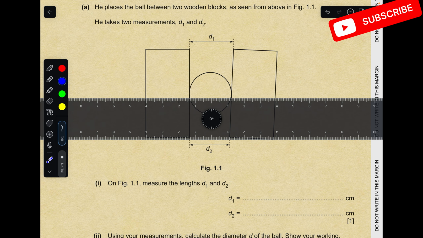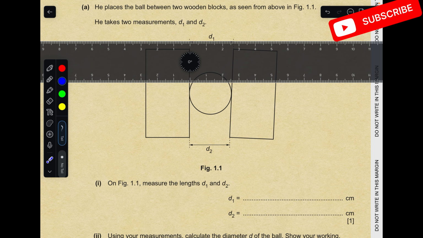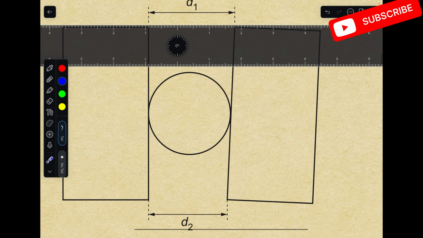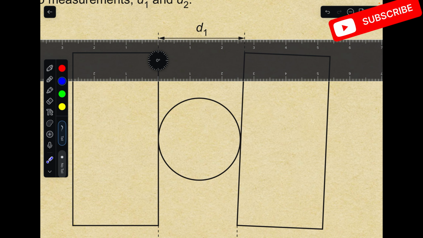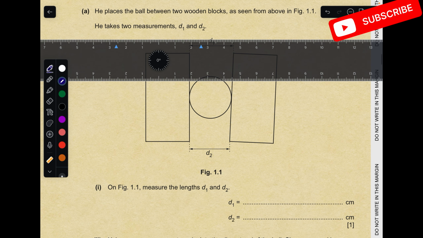You will put the scale like this for D1, and make sure your zero is on one side. Let me zoom in. Okay, so zero is there, and it's 2, and 2.5, and this is 2.6, and I'm getting 2.7. So D1 is 2.7, as you see. The units are already in centimeters. Now let's measure D2.